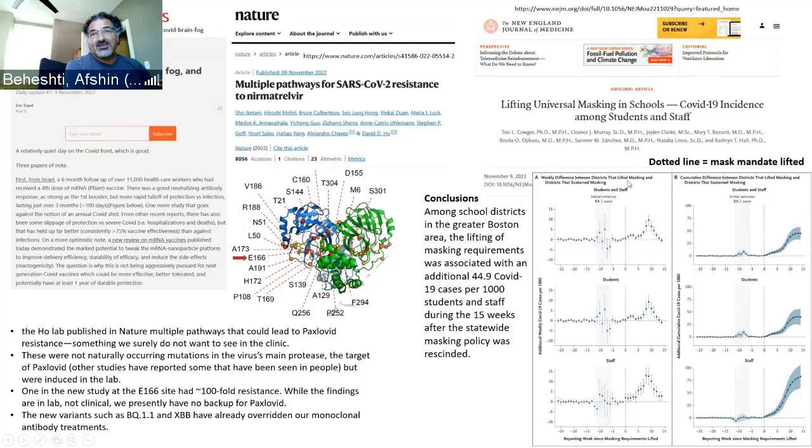Again, this dotted line is where, this is a Massachusetts study in schools where mask mandates were lifted. It's pretty obvious to us, but maybe the public has to be reminded about it again. This is the weekly cases before mask mandates were lifted, and after the dotted line you can see the increase in student and staff cases.